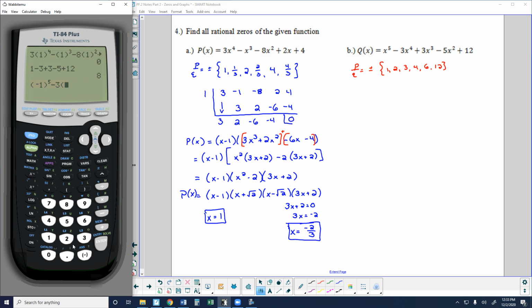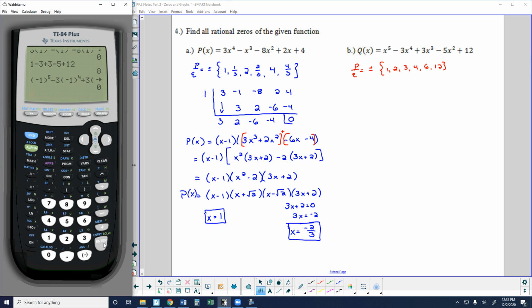If I substitute in negative 1, let's take a look. Remember, we're looking for the result of the substitution to be 0. If the result of the substitution is 0, then that value is a 0. If the result of the substitution is not 0, anything other than 0, then the value is not a 0. So now I substitute in a negative 1, and negative 1 comes out to 0.